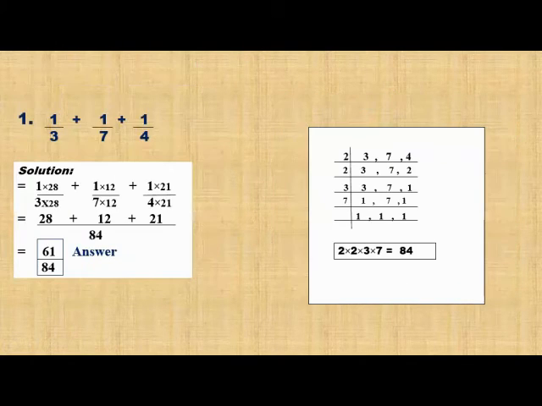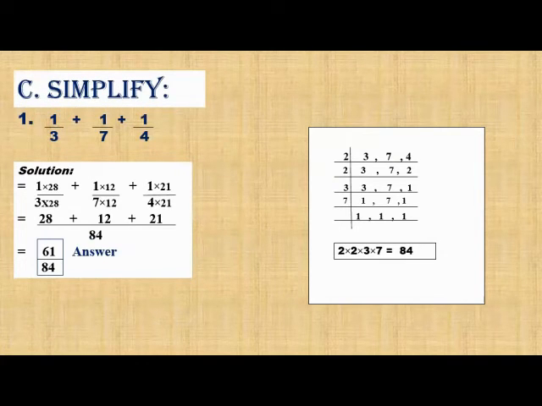Now move to another part, which is simplify. In part C, you have to simplify these questions. In part C, simplify. Question number 1 is 1 upon 3 plus 1 upon 7 plus 1 upon 4. How can you simplify this sum?